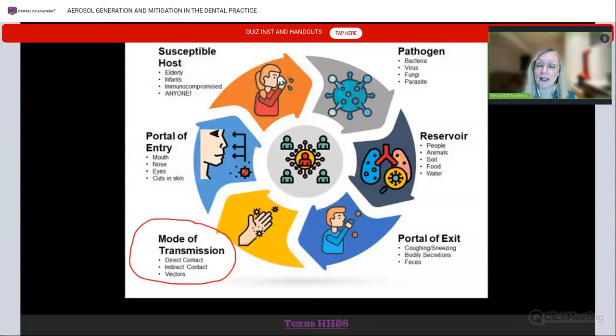All right, so that is the chain of infection. And that pertains to any situation, whether we're talking about aerosol, we're talking about water, we're talking about surface disinfection, and so forth.